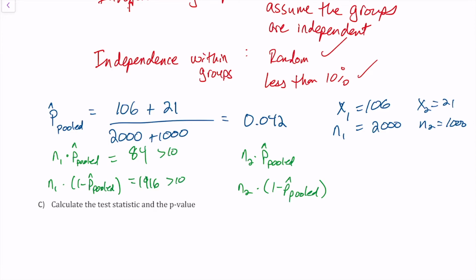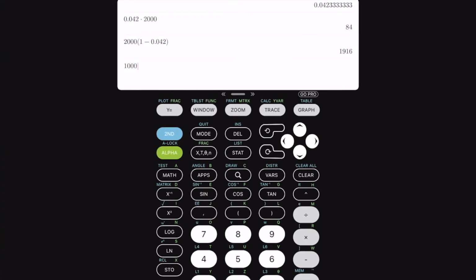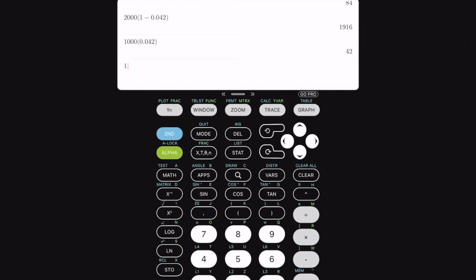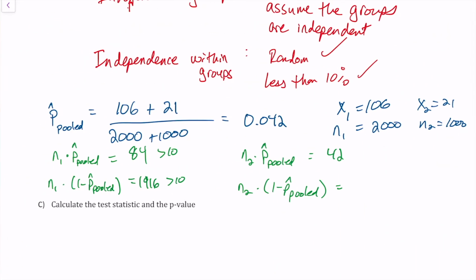We're looking good. Now let's do N2 times p-hat pooled. And N2 was 1,000. So it's going to be 1,000 times 0.042. That's 42. And then lastly, it's N2 times 1 minus that. 1 minus 0.042. And we get a really large number of 958. Okay? All right, so all of these are greater than 10, folks. So the success and failure condition is met. All right?